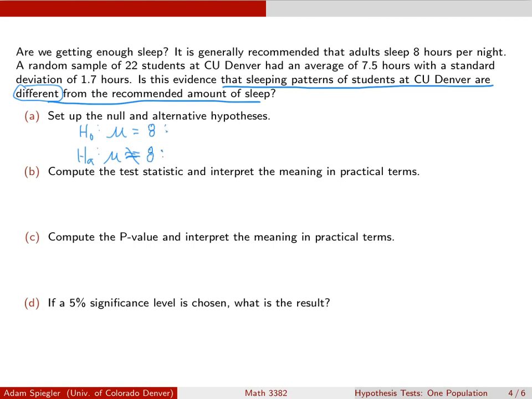And let me just say that if we were to try and state this in words, here what we are saying is that CU Denver students get the same amount of sleep. And the alternative would be that the CU Denver students are different from the recommended sleep.